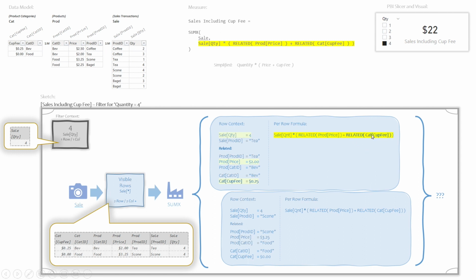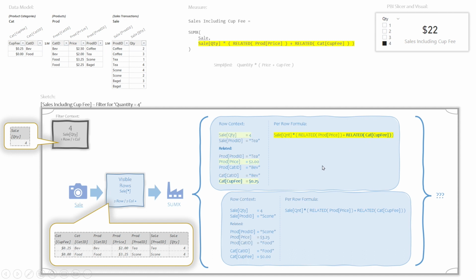Likewise, this next reference right here, related cat cup fee, right? The related function says go look in the row context, but don't just look in the regular values. Go look within the related values, and within those related values, see if there's a value called cat cup fee. And sure enough, in this row context, there's a value called cat cup fee, and it is 25 cents. So this bit right here will resolve to 25 cents.